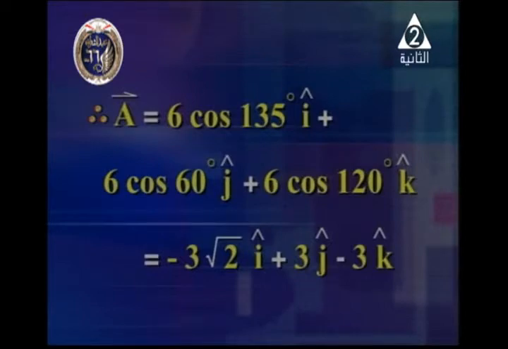Then we have vector A by two branches. The first branch when theta z equals 60. Second branch when theta z equals 120.